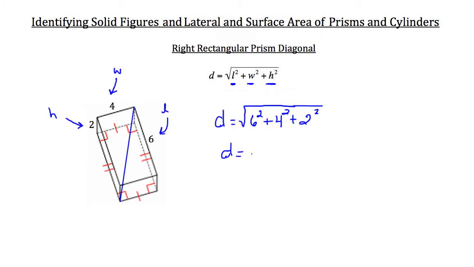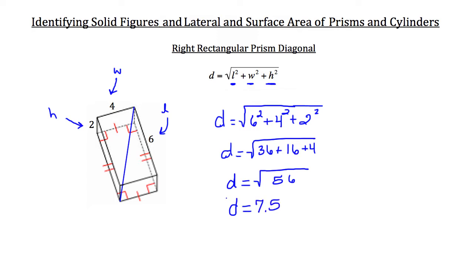So, we have the square root of 36, which is 6 squared, plus 16, which is 4 squared, plus 4, which is 2 squared. So you want to add all those up. 16 plus 4 is 20, and 20 plus 36 is 56. And you want to take the square root of 56, which is roughly 7.5. So the diagonal of this figure would have a length of approximately 7.5 units.